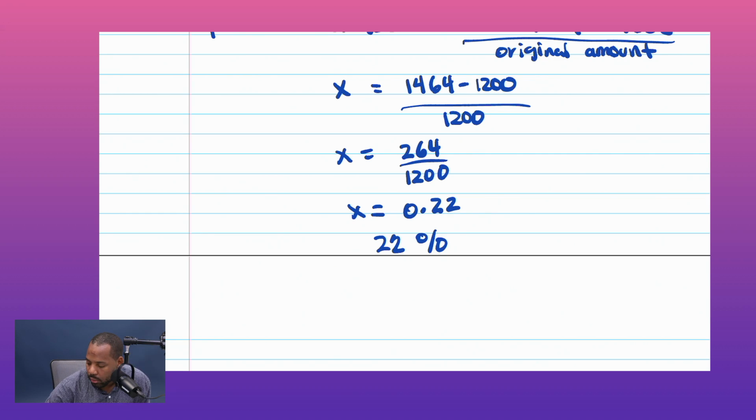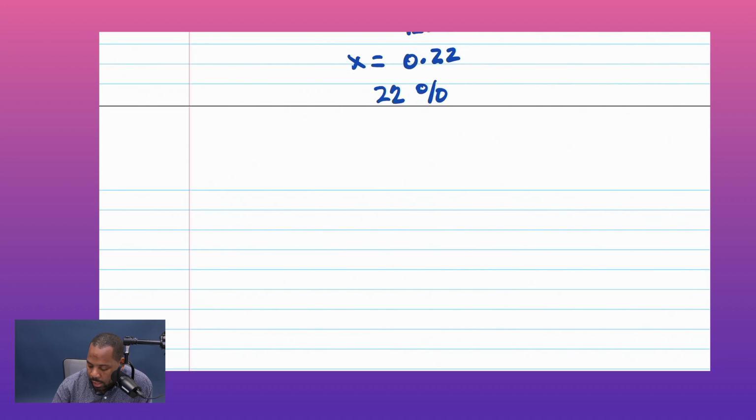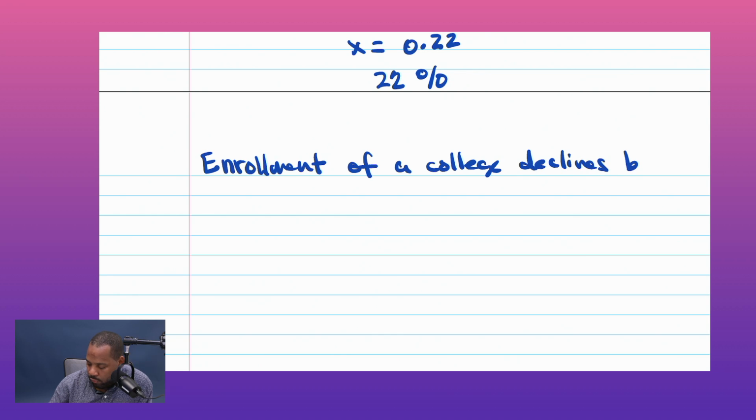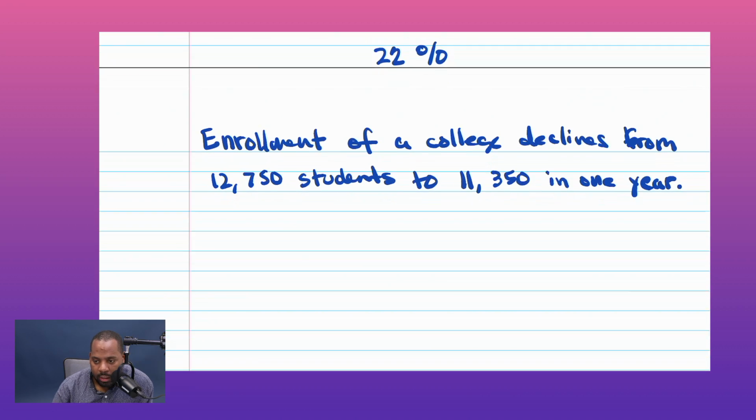There we go. Just another quick example. It says the enrollment of a community college declined. So if enrollment of a college declines from 12,750 students to 11,350 students in one year, let's find our percent decrease.